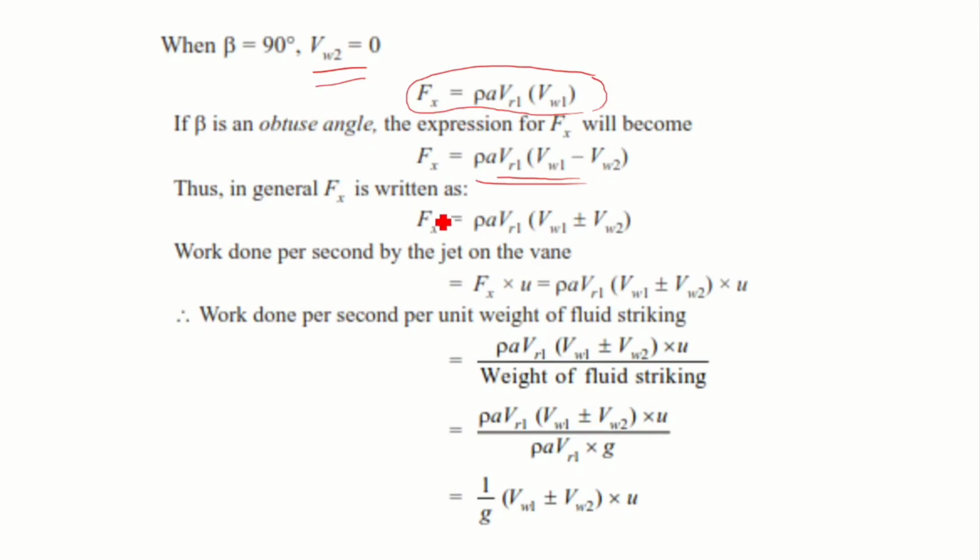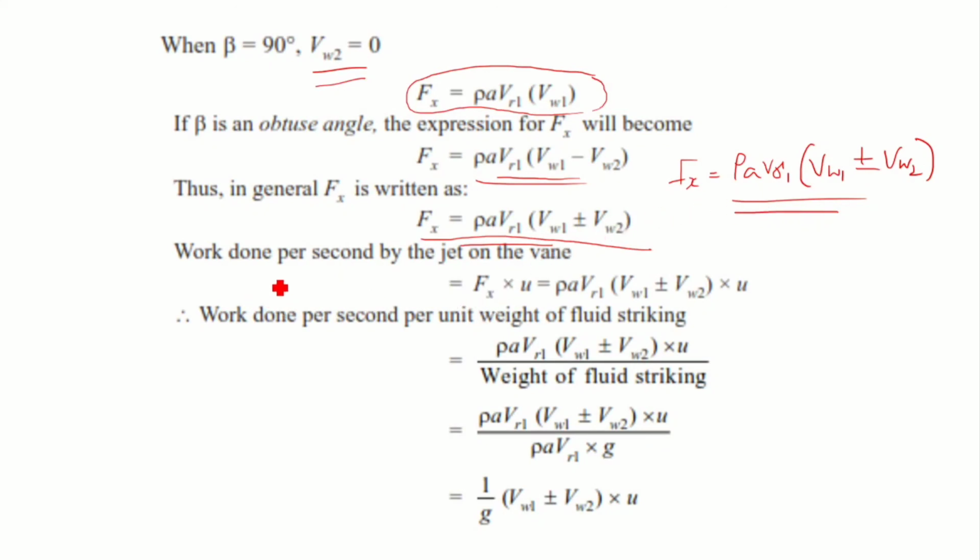So generally, two terms are there, one positive and another negative. We can write it as F of x is equal to rho A VR1 into VW1 plus or minus VW2. This is the force exerted by the jet in the direction of the vane.